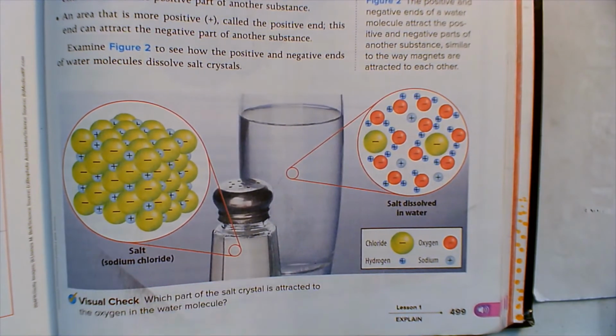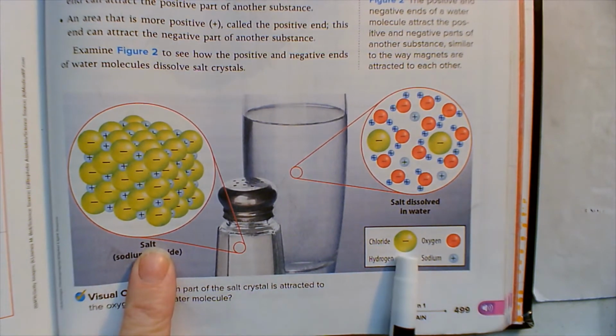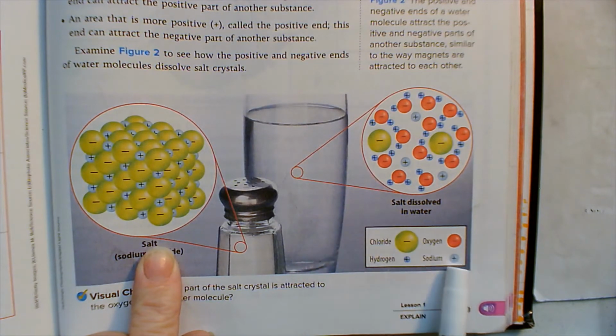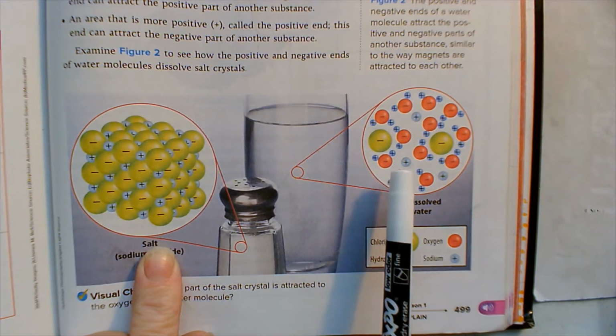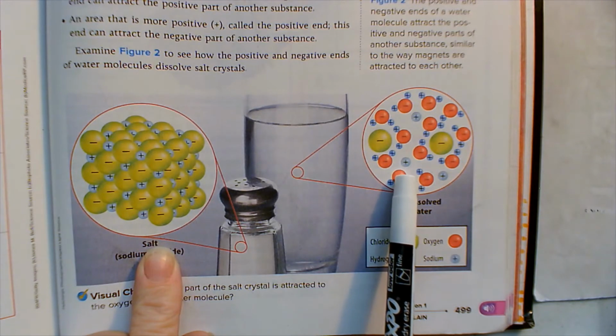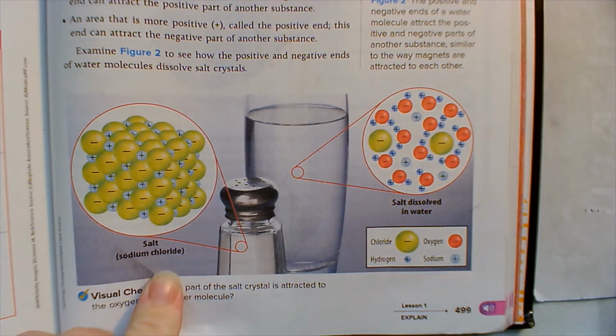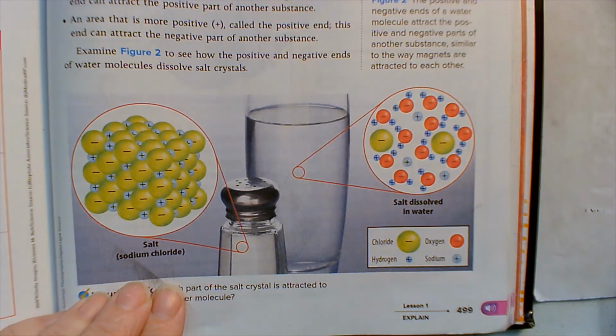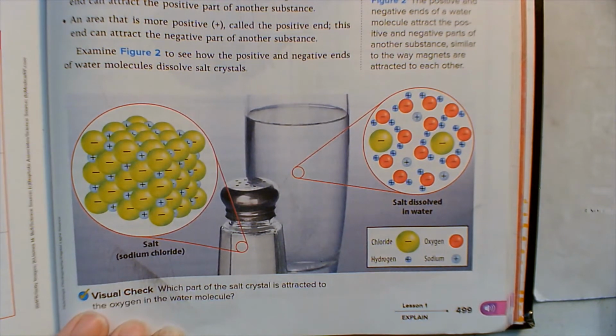Okay, so because of that, there are different parts of salt, the sodium and the chloride, and the chloride is more negative, so it's attracted to the more positive ends of the water molecule. The sodium is more positive, and so it's attracted to the negative, the oxygen, the negative ends of the water molecule. And so that's what's happening. That's one of the reasons why water is ideal for dissolving things, because the different parts of molecules that dissolve in water can be attracted to the different parts of the water molecule.